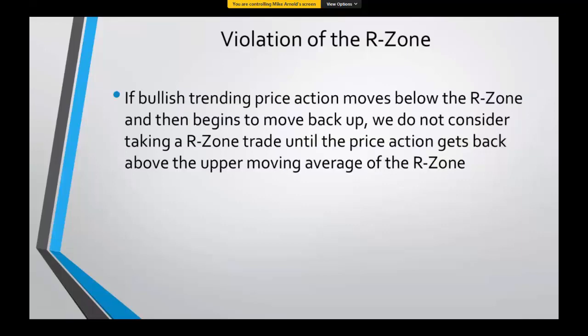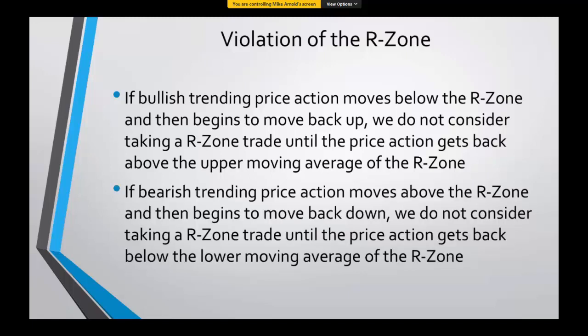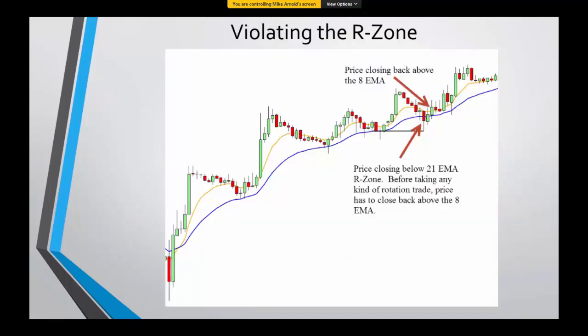So if bullish trending price action moves below the R zone and then begins to move back up, we do not consider taking an R zone trade until price action gets above the upper moving average of the R zone, and that's the most conservative entry. If bearish trending price action moves above the R zone and then begins to move back down, we do not consider taking an R zone trade until price action gets back below the lower moving average of the R zone. And that's, again, the conservative entry. You can be more aggressive, but we're just teaching you the most conservative price action to work with right now.